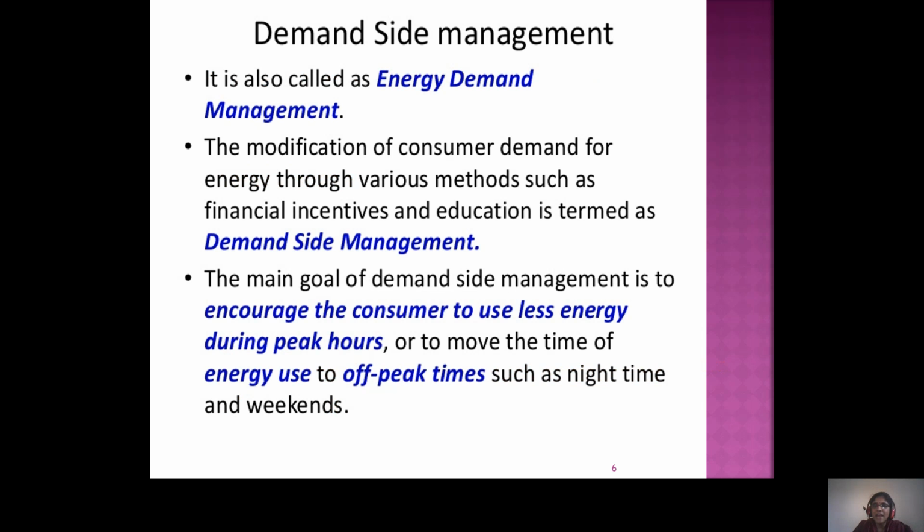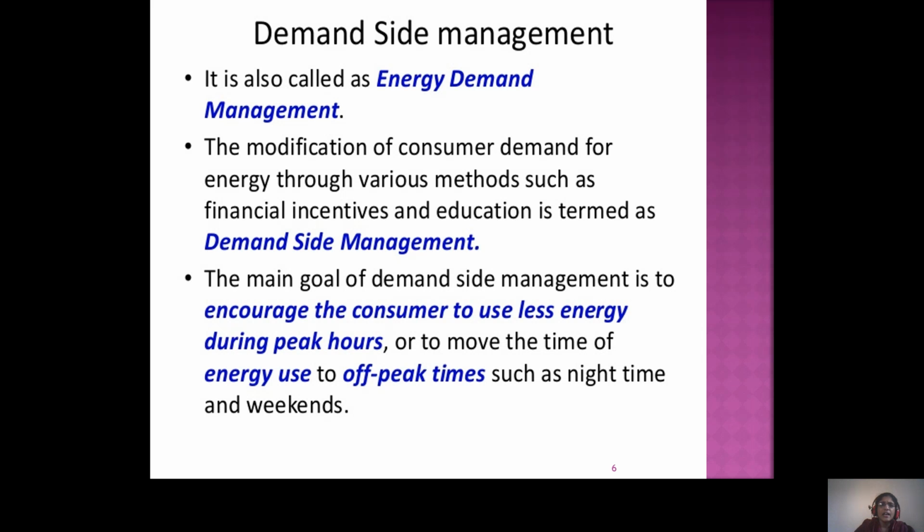Demand side management is also called energy demand management. It is the modification of consumer demand for energy through various methods such as financial incentives and education, and this is termed demand side management.